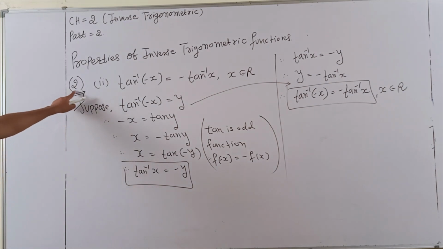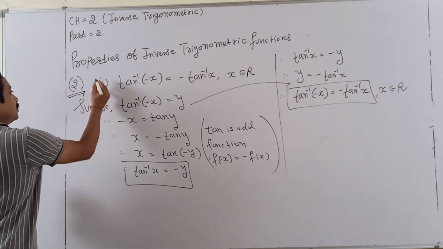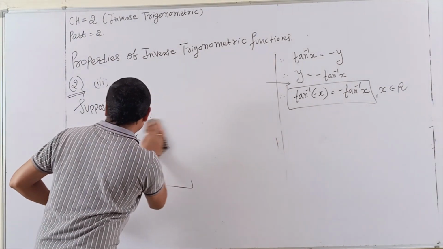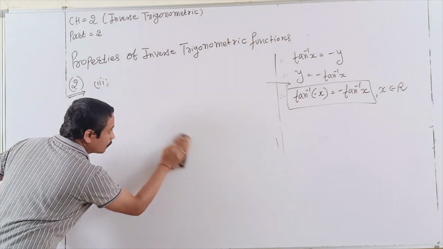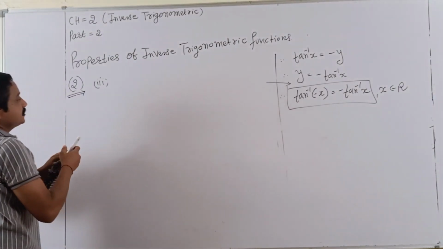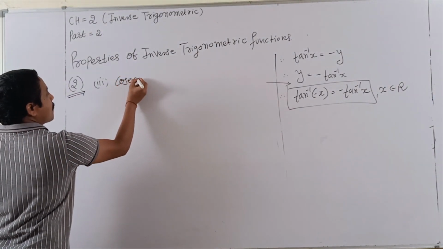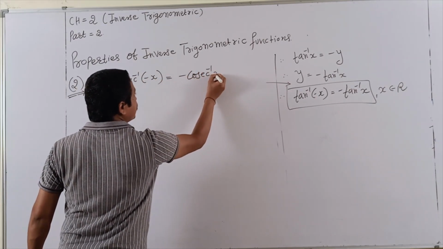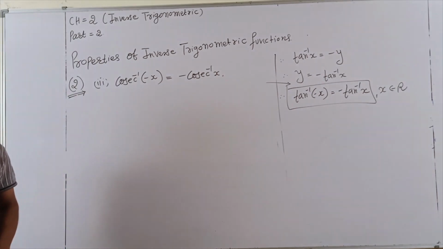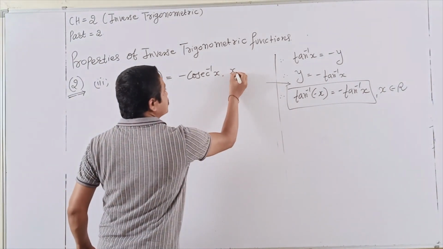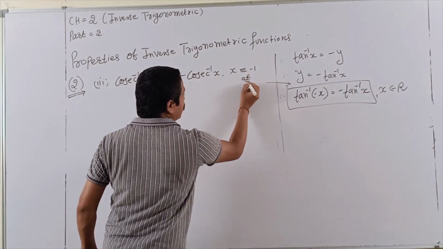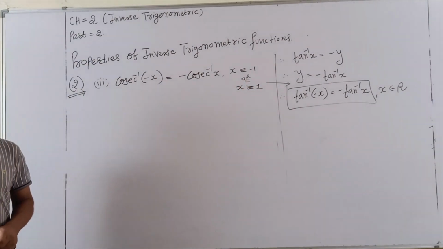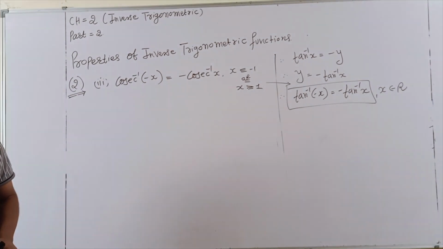Now continue, students. Theorem 2 continues with property number 3rd. Cosec inverse of minus x is equal to minus cosec inverse x, in the range of x less than or equal to minus 1 or x greater than or equal to 1. Yes, students, x less than or equal to minus 1 or x greater than or equal to 1.